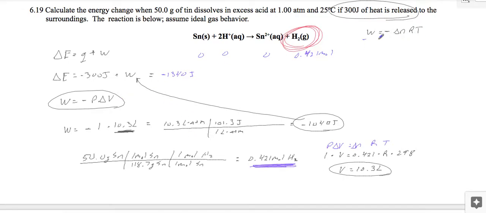Again, we could have used this instead, so we could have done W is equal to negative 0.421 RT, and that would have gotten us our work, as long as you convert it into joules, and it would have come out to be the same way. Either way works.